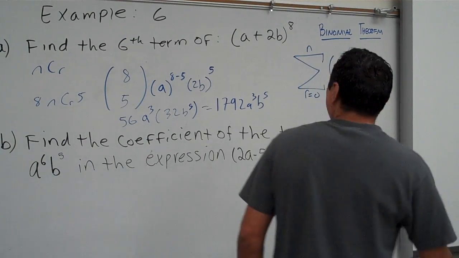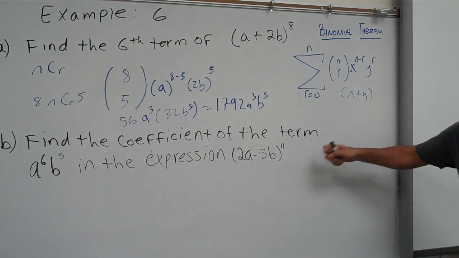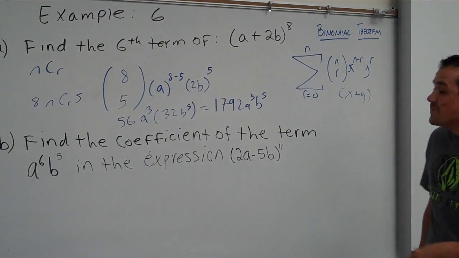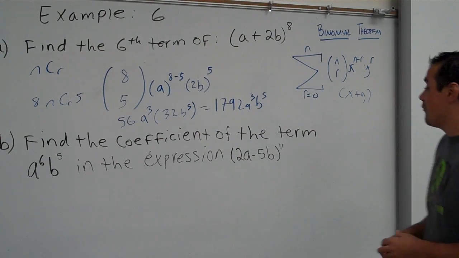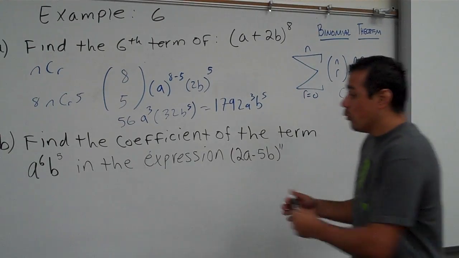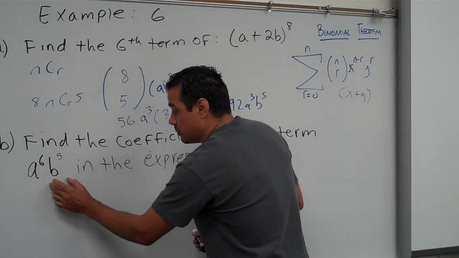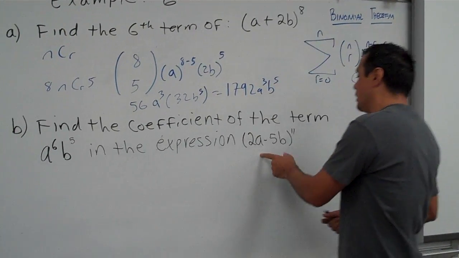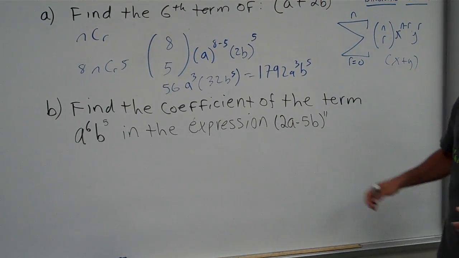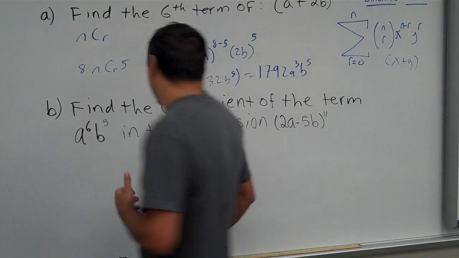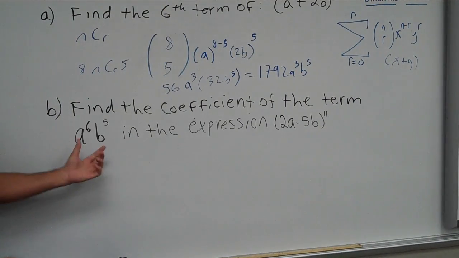All right, guys. We're going to talk about a little bit of part B here, which is a pretty crazy problem, which says, find the coefficient of the term a to the 6th, b to the 5th, in the expression (2a minus 5b) to the 11th. Well, let's see. So we want to know the coefficient.